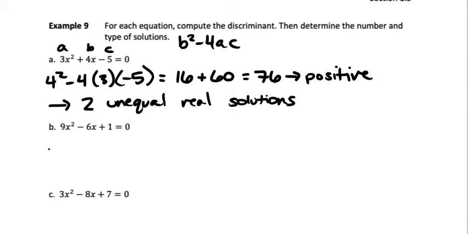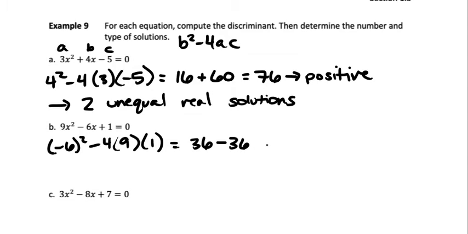Part B, plugging in, we have negative 6 squared minus 4 times 9 times 1. Negative 6 squared is going to be positive 36. And 4 times 9 times 1 is also 36. So we have 36 minus 36, which is equal to 0. And if the discriminant is exactly 0, then that tells us that there's going to be one solution.